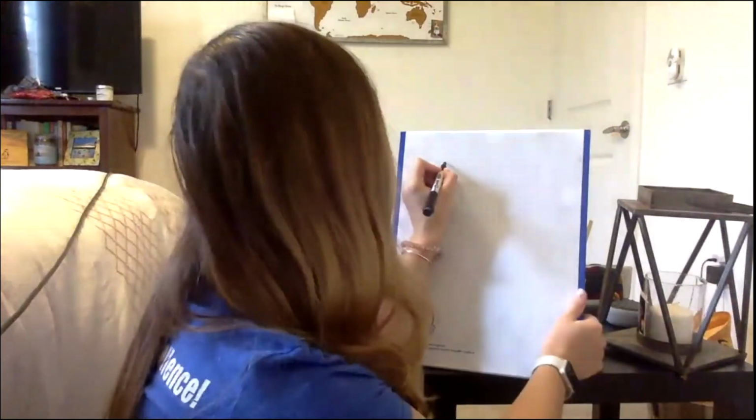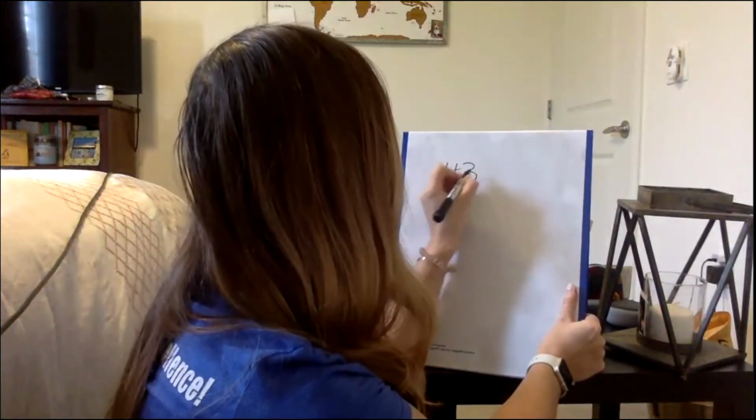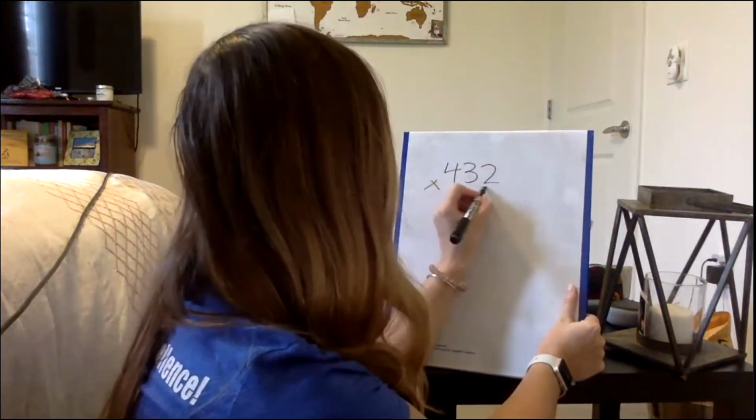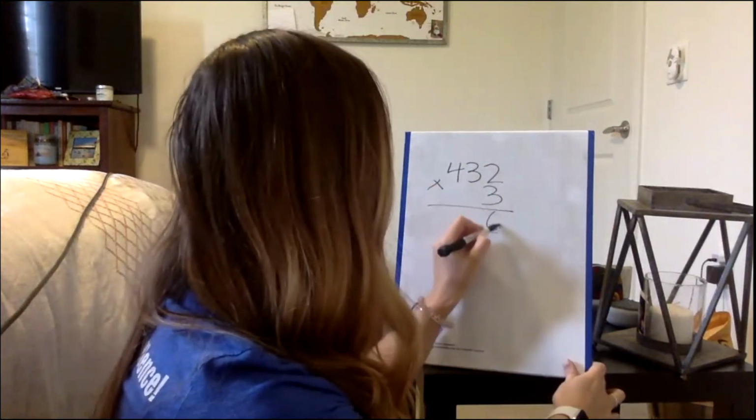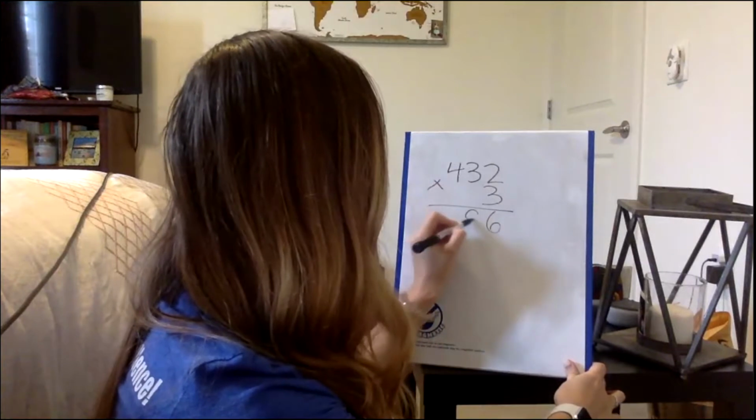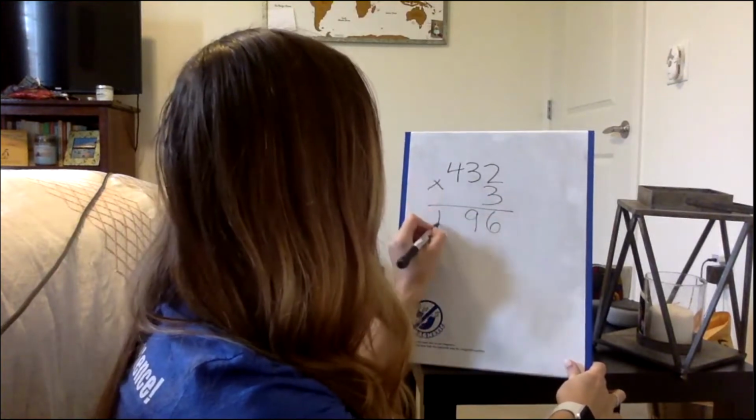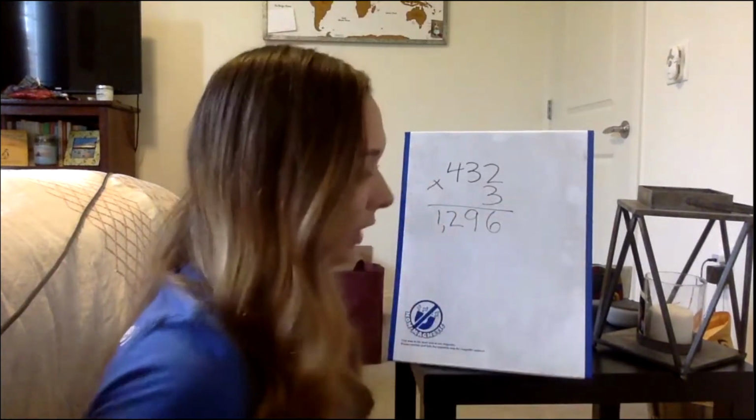So find the product of 432 and 3. Find the product means to multiply. I'm going to go place by place. 3 times 2 is 6. 3 times 3 tens is 9 tens. 3 times 400 is 12 hundreds, for an answer of 1,296.